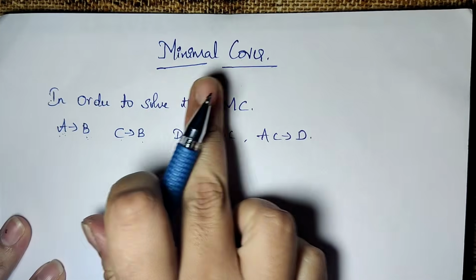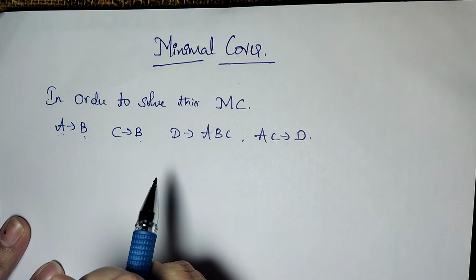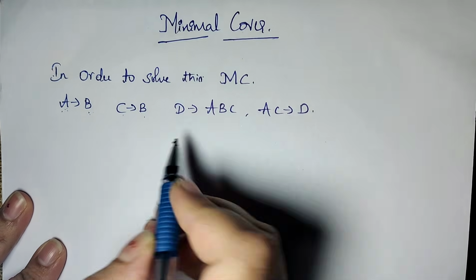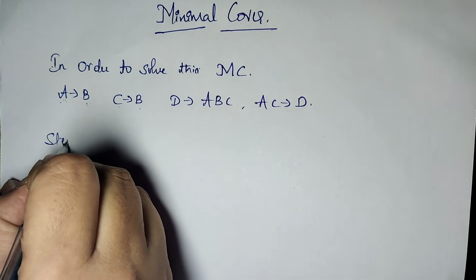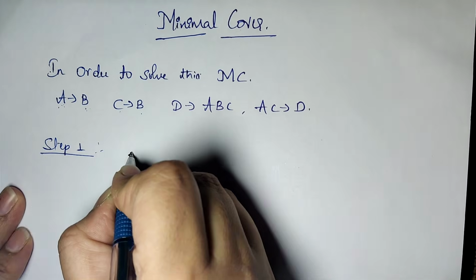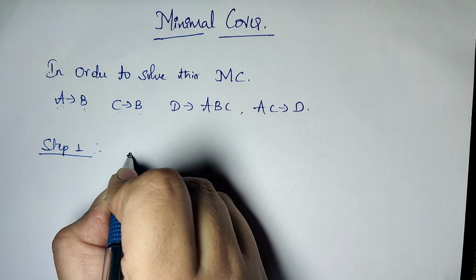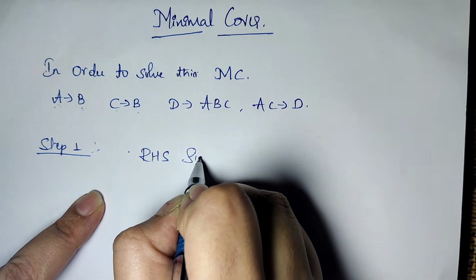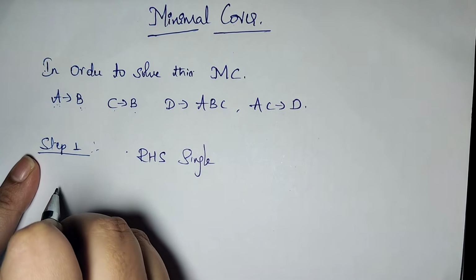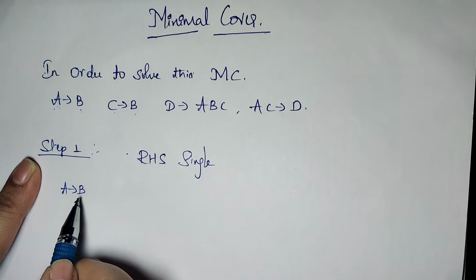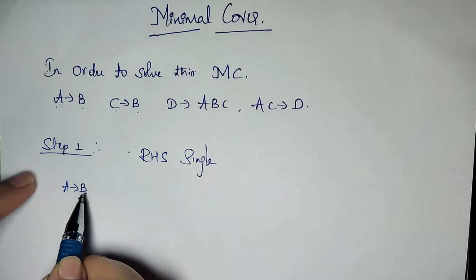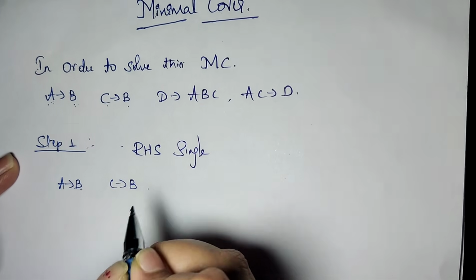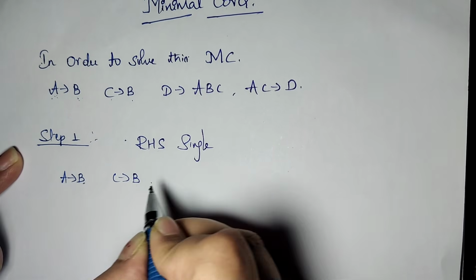In the case of the minimal cover, the first step is that we need to remove the extra attributes on the right hand side. So step 1: the right hand side should always be single. If we consider A tends to B, the right hand side is single, so no need to worry. In the same way, C tends to B, yes, the right hand side is single.